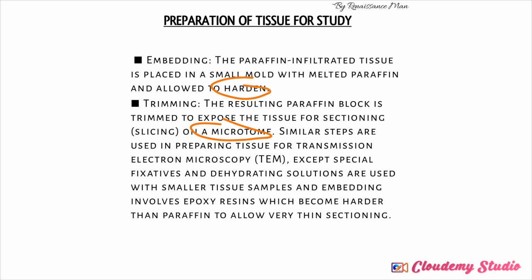Now, similar steps are used in preparing tissue for transmission electron microscopy, except that special fixative and dehydrating solution are used with smaller tissue samples, and embedding involves epoxy resin, not paraffin. We use epoxy resin when we're dealing with smaller tissues. We don't use paraffin. You understand? Now, let us move to what microtome is.